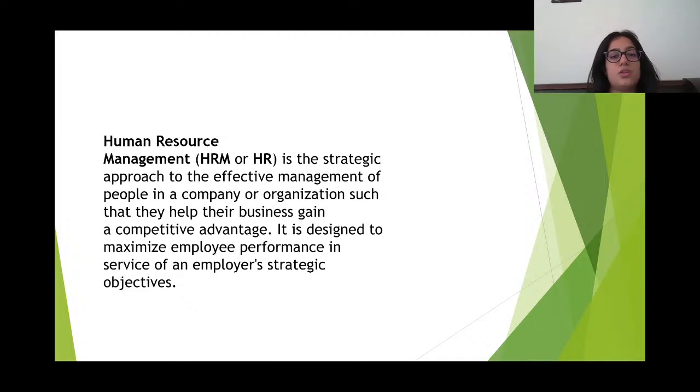So when we talk about human resource management, it is a strategic approach which is associated with an effective management of people in an organization, such that these people who are a part of the business gain a competitive advantage by being a part of that organization, and at the same time the organization also gains some advantage. So, human resource management is designed to maximize the employee performance in service of an employer's strategic objectives. It is basically concerned with the management of people in an organization, following the various policies and systems of an organization.